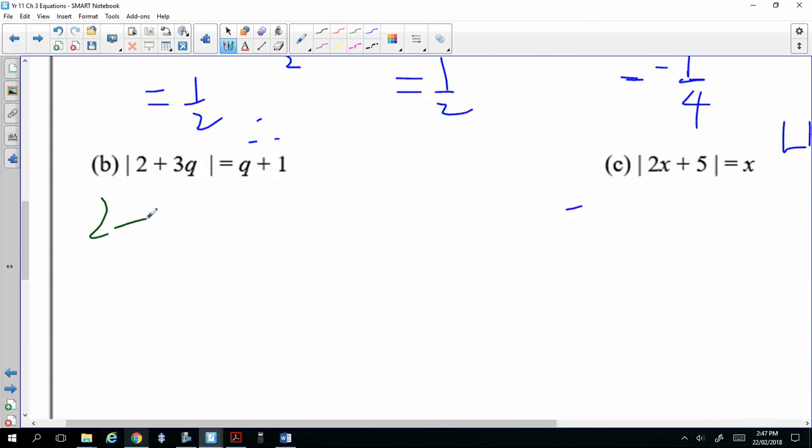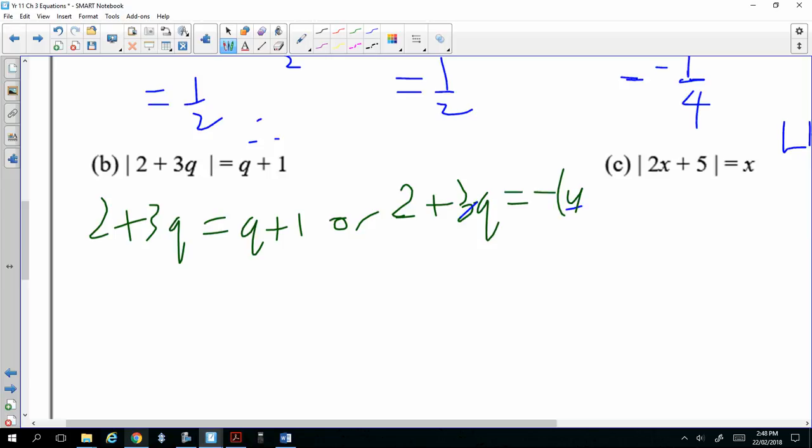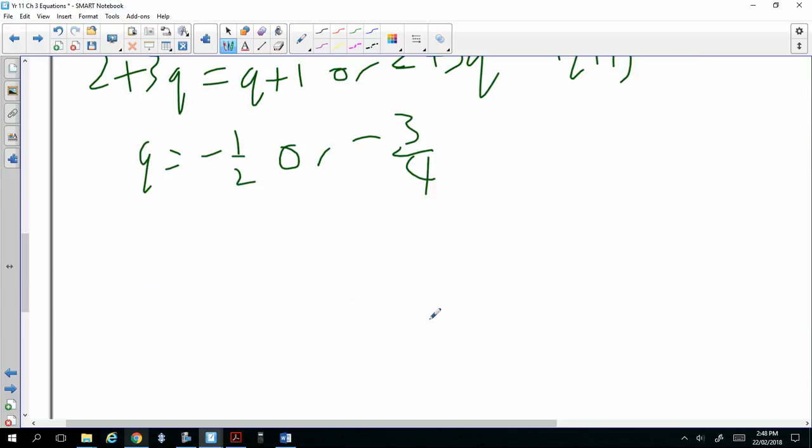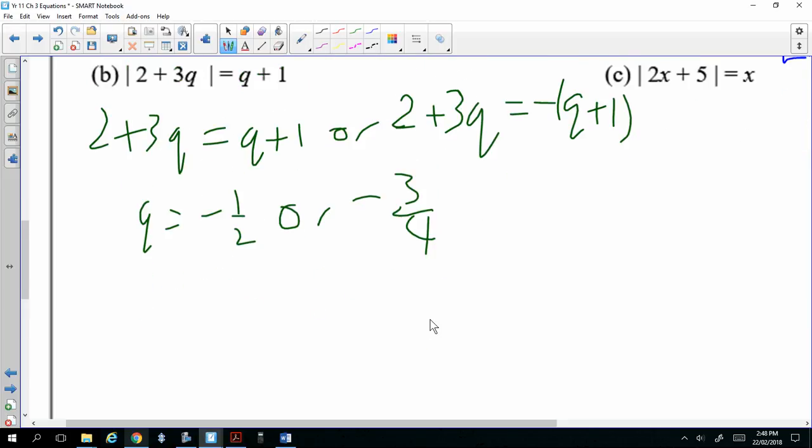Or negative 2 plus 3q equal to negative bracket q plus 1. Alright. So 3q, negative q plus 1. So you'll get the same thing. Q is negative half, or negative 3 over 4. But now you substitute into a different equation because now you're checking whether these ones work for this equation.